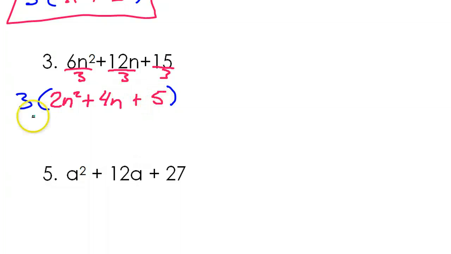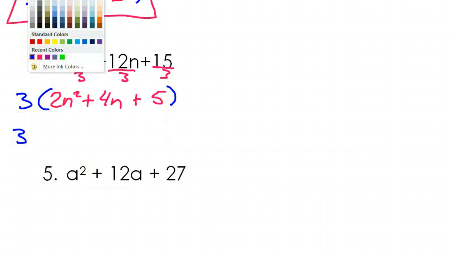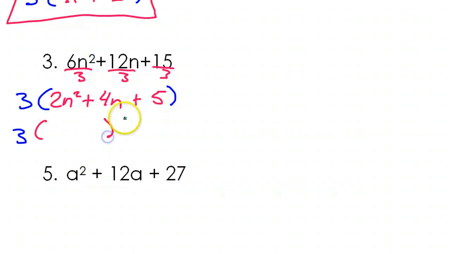Now looking at this trinomial, we need to see if we can factor this further. So let's keep this 3, but perhaps this trinomial will factor more. If it did, we'd have to look at the 2n squared. That only has one option, 2n times n. Looking at the 5, that only has one option, 5 and 1, or it could be 1 and 5. Well, let's try this first. Remember, inner plus outer has to equal the middle. Inner, I have 5n. Outer, I have 2n. Is there any way I can get 4n out of that? Nah, that would make like 7 or 3.